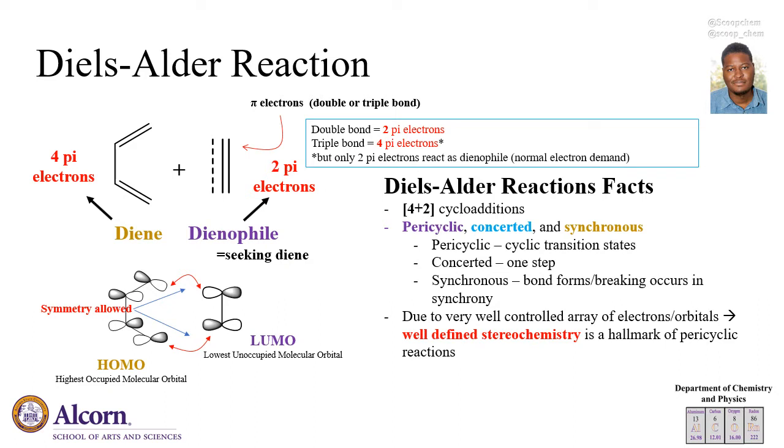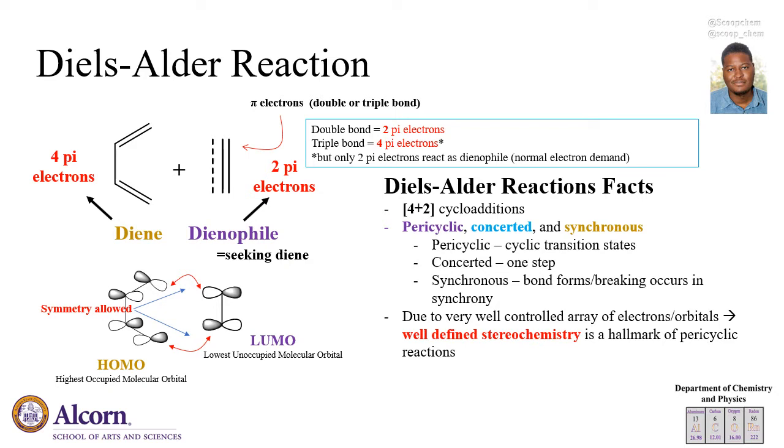So not only do I have to have 4 pi electrons in the diene and 2 pi electrons in the dienophile, the orbitals have to have the right symmetry. They have to be symmetry allowed to allow a Diels Alder reaction to occur. We're going to cover some other systems where we need to investigate whether there's symmetry or no symmetry of the reacting orbitals to determine if a pericyclic reaction can occur.